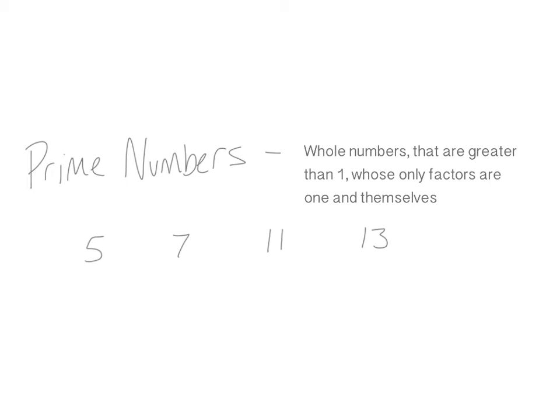Right? Okay, what about 7? 1 times 7, right? 11? 1 times 11. What about 5 times 2? Nope, that's 10. 13. So those are prime numbers. Those are the types of numbers that we're going to try and get to today.